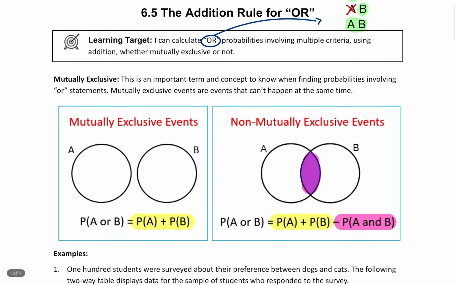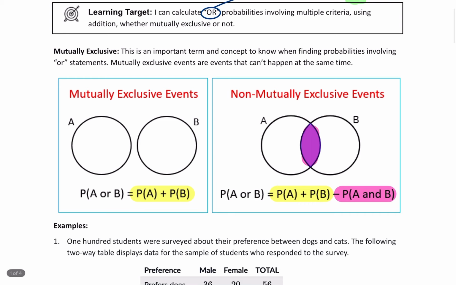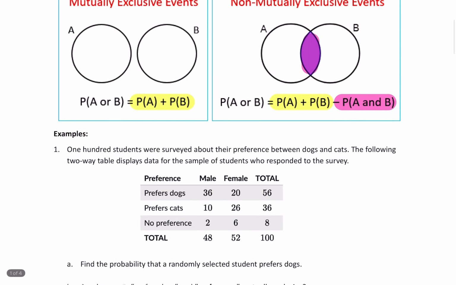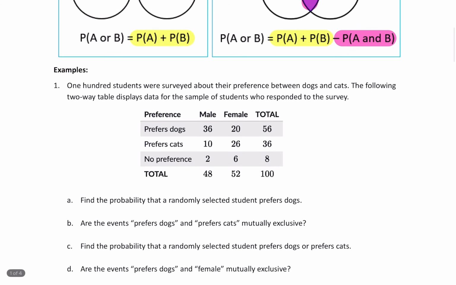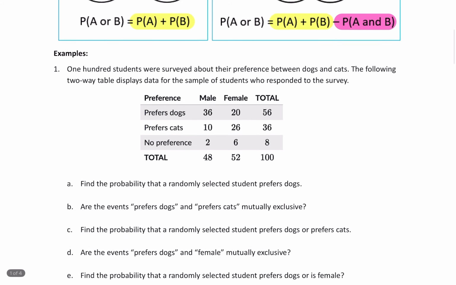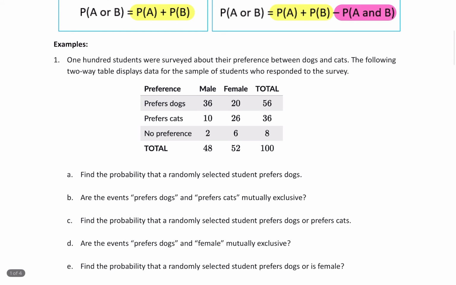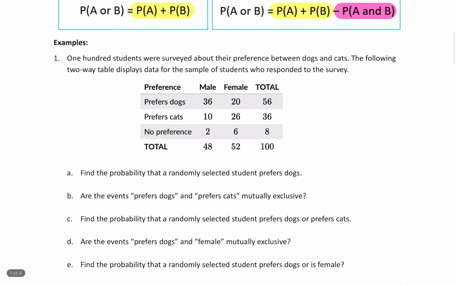So let's take a look at an example, see if we can make sense of these. Example 1 says 100 students were surveyed about their preference between dogs and cats. The following two-way table displays data for the sample of students who responded to the survey. Here we've got our table: those who prefer dogs, those who prefer cats, those who have no preference, divided into males and females, and then of course we have our totals on the bottom and on the sides, and our sample size of 100.